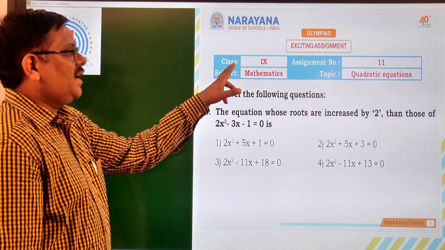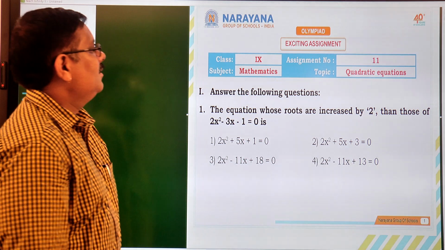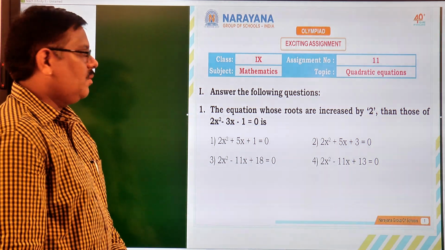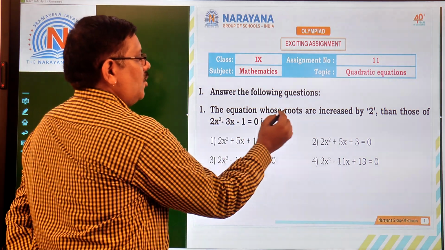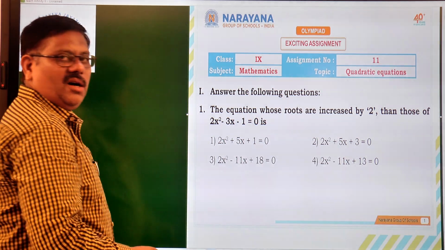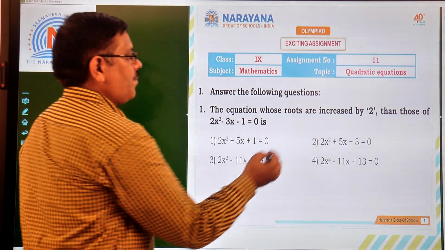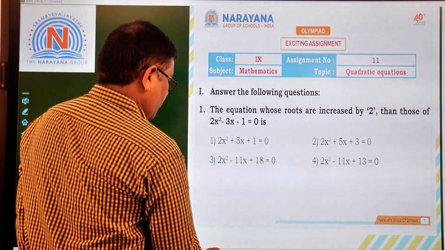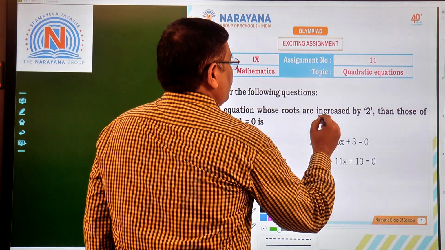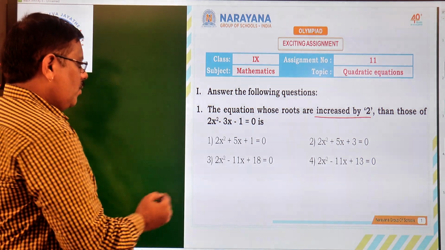Today for class 9 students, we are going to discuss assignment number 11 on quadratic equations. Okay, let us see the first question. What is the first question? The equation whose roots are increased by 2 than those of 2x square minus 3x minus 1 is equal to 0. If you observe here, what he is trying to say is the roots of the equation are increased by 2. Okay, so what is the meaning of that?